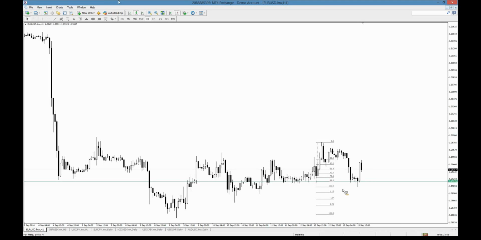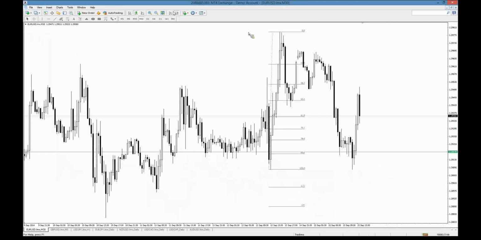Okay, let me just look at the 30-minute because it's a little bit more clear in terms of what you'll see. But essentially, that's kind of the buy zone there of this pattern. Okay, so if I trace this out, now if you study this pattern, it's very straightforward.